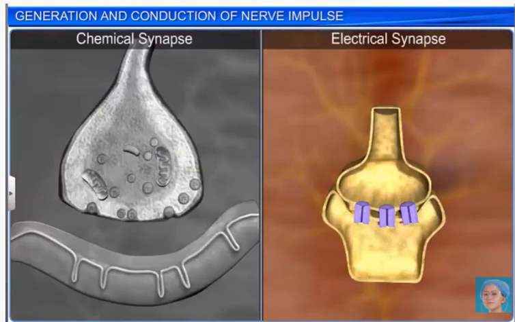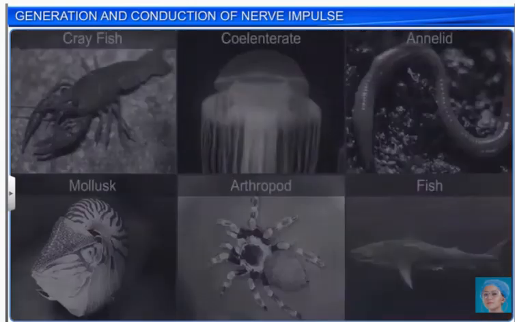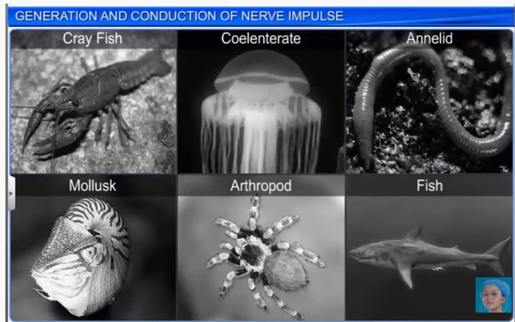Electrical synapses are the less common of the two types. They were first found in crayfish, later in coelenterates, annelids, mollusks, arthropods, and fish.